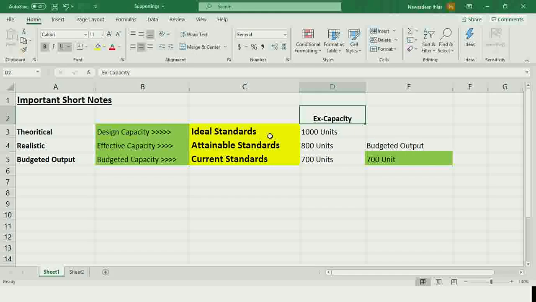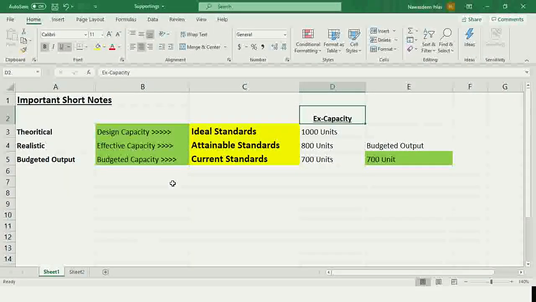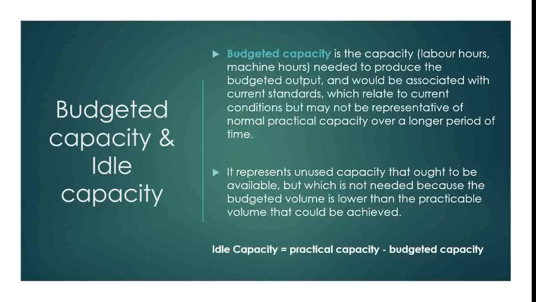In your MCQs, they can test this kind of questions, right? Okay. Then with budgeted capacity, another capacity level we are describing here, it is idle capacity. What is idle capacity? Idle capacity can be seen when there is any budgeted capacity.